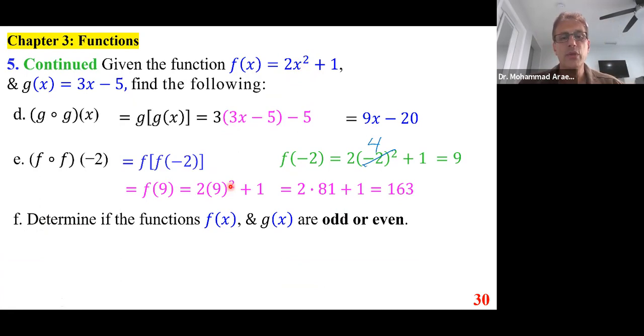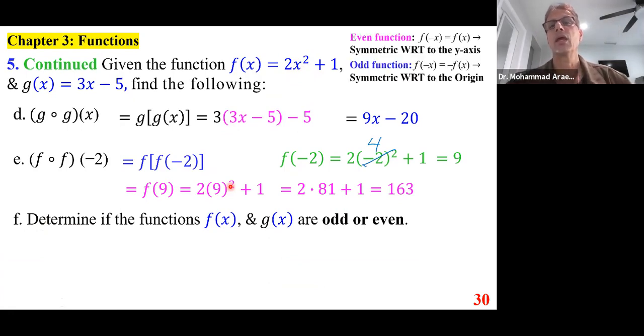We want to find out whether the function is an odd or even function. So what was the definition? Recall. Even function: f of minus x equals f of x, which refers to symmetry with respect to the y-axis. f of minus x equals minus f of x: this is an odd function and it's symmetric with respect to the origin.